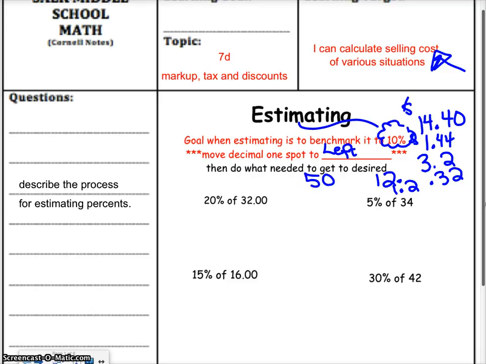10% of 50 is just 5. If there's a 0, you take one of them away. So 10% is moving one spot to the left, or take a 0 away. That's the two ways to find 10%.